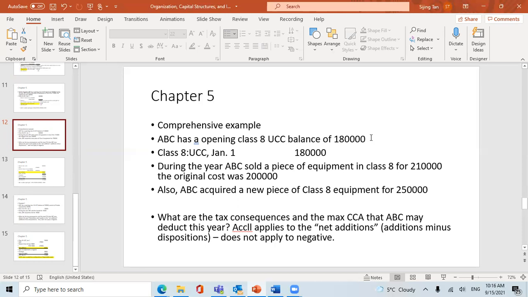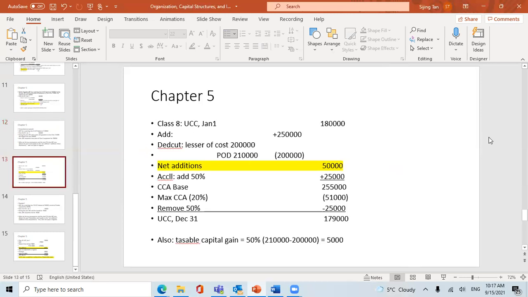So what are the tax consequences and the max CCA that ABC may deduct this year? Remember that the accelerated investment incentive rules apply only to the net addition. This addition minus disposition. It does not apply to negative. We're going to show this in our question. So take a look at the question and try to do it by yourself. You can pause the video and then you can come back to take a look at the answers.